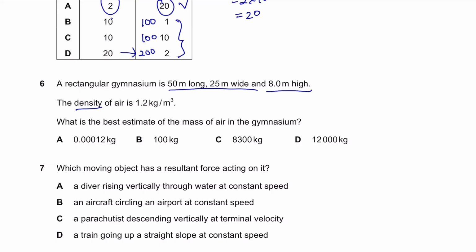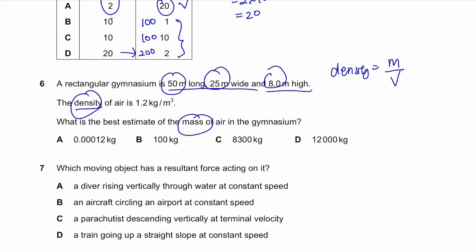What is the best estimate of the mass of air in the gymnasium? If you see this density and mass, there should be one formula that you immediately think of, which is density equals mass divided by volume. We can find the volume with these three numbers given. Well, we need to find the mass. So mass equals density times the volume.